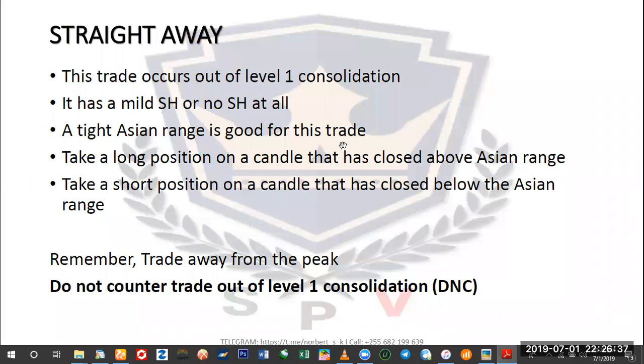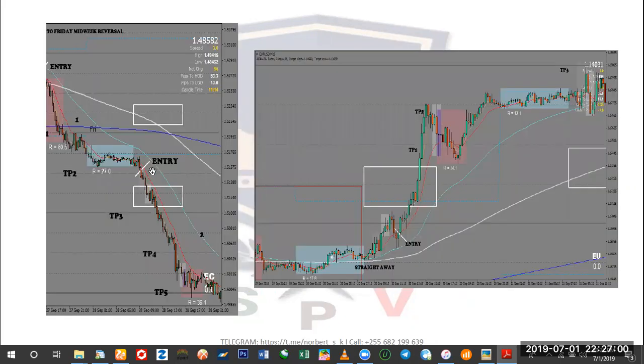So we have the straightaway trade. The straightaway trade usually occurs out of level 1 consolidation. You find there is a very mild stop and high or no stop and high at all, and there's a tight Asian range on your 15 minutes time frame. This one, very tight Asian range, and then the dealer simply moved away.